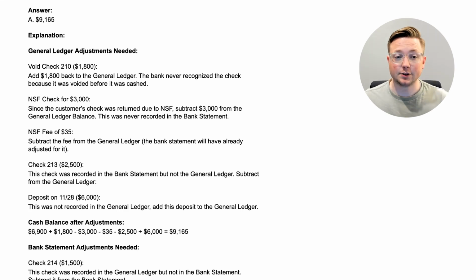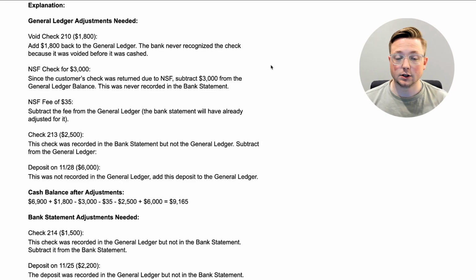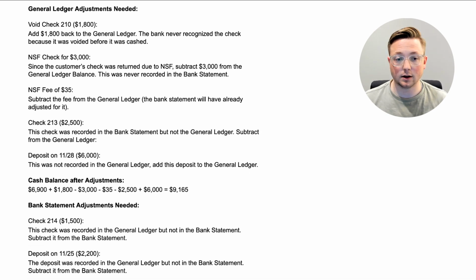All right, here we are. The answer is A, $9,165 should be the ending cash balance for both the bank statement and the general cash ledger. So let's walk through this. Again, this is much more similar to an actual bank rec than the other questions. The other questions were kind of just showing you different pieces of it, but this is basically a full bank rec right here. So let's walk through this. So the answer, they're supposed to end with $9,165, but we need to know how to get there. So we need to know the general ledger adjustments first. So let's talk about them.